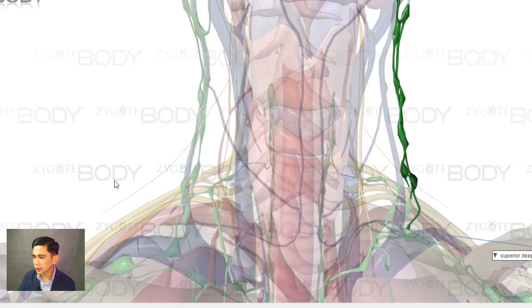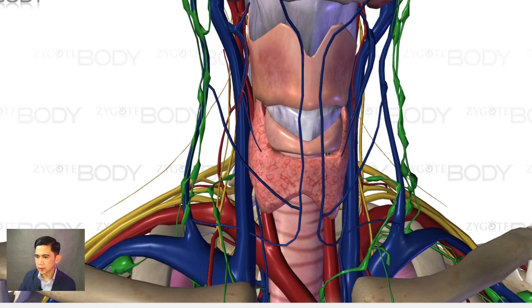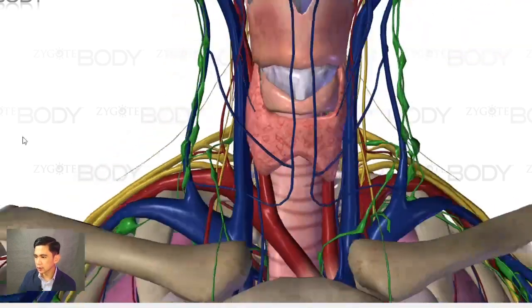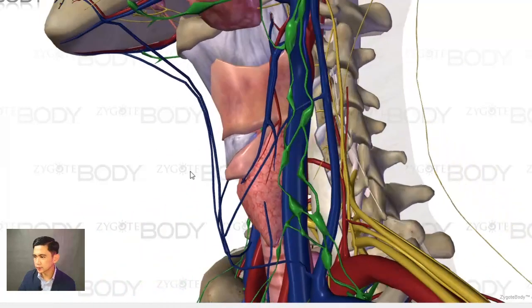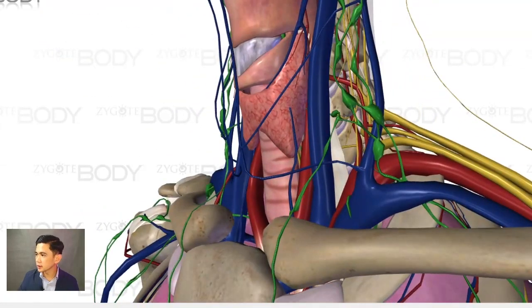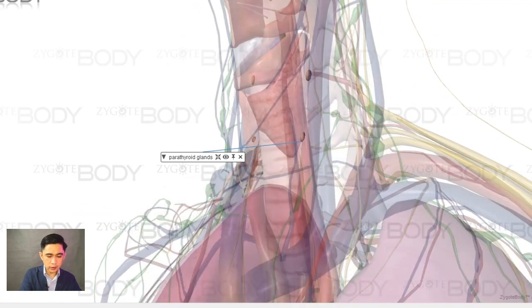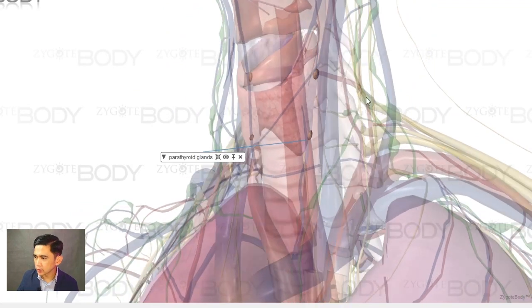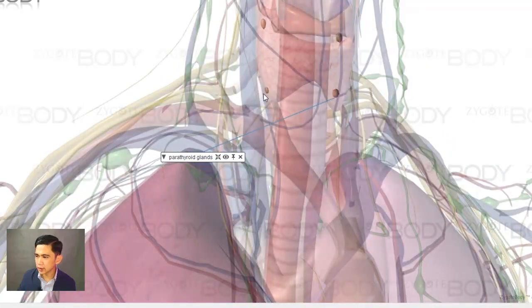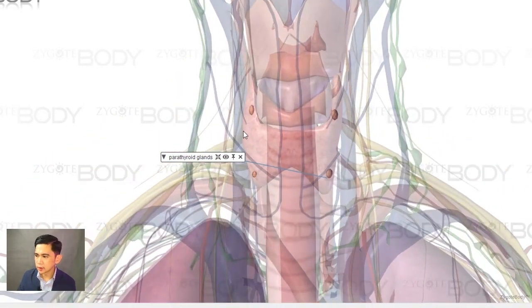You also have to look for the parathyroids. Where are the parathyroids here? It's just at the back of the thyroid. So we'll type here parathyroids. So if this is the thyroid gland, the superior parathyroids are here, the inferior parathyroids are there. We also have parathyroid glands on the right side.